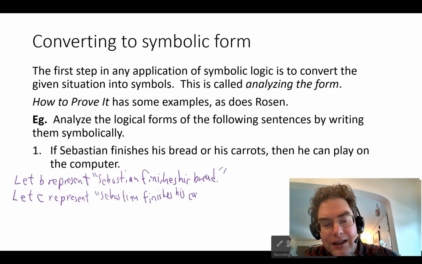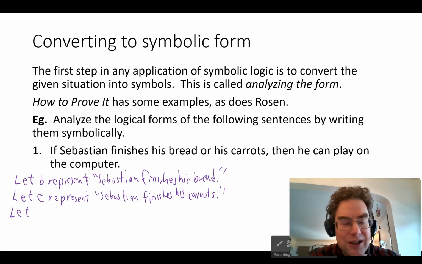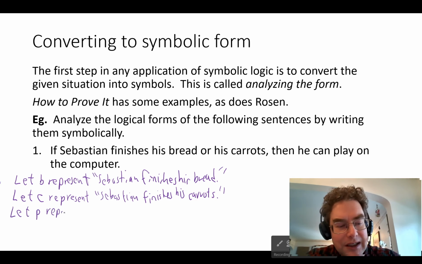And one more simple sentence to go here, and that would be Sebastian can play on the computer. Now, we can't let C represent that. That would be conflict of notation. We can't double use C, and so here I'm going to use P for play. Let P represent Sebastian can play on the computer.